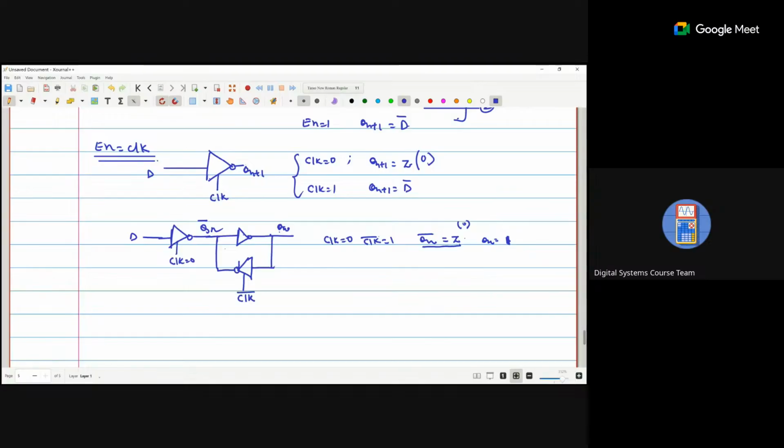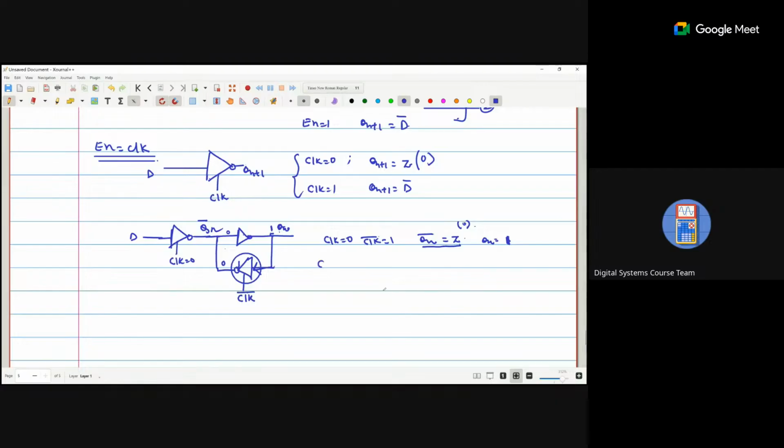Clear? Any doubt? Now this Qn will be passed through this particular NOT gate. This NOT gate will be working, because we are connecting a clock bar. So when 1 is applied, we are getting 0 here. And we know that Qn bar is 0. Now this 0 is applied to this NOT gate, we are getting 1. So you can see that the loop is going on when clock is 0.